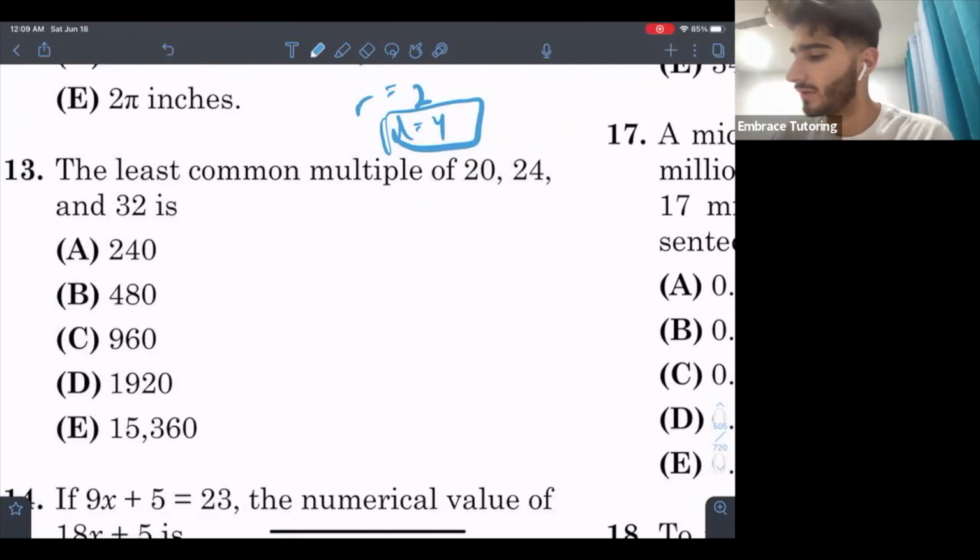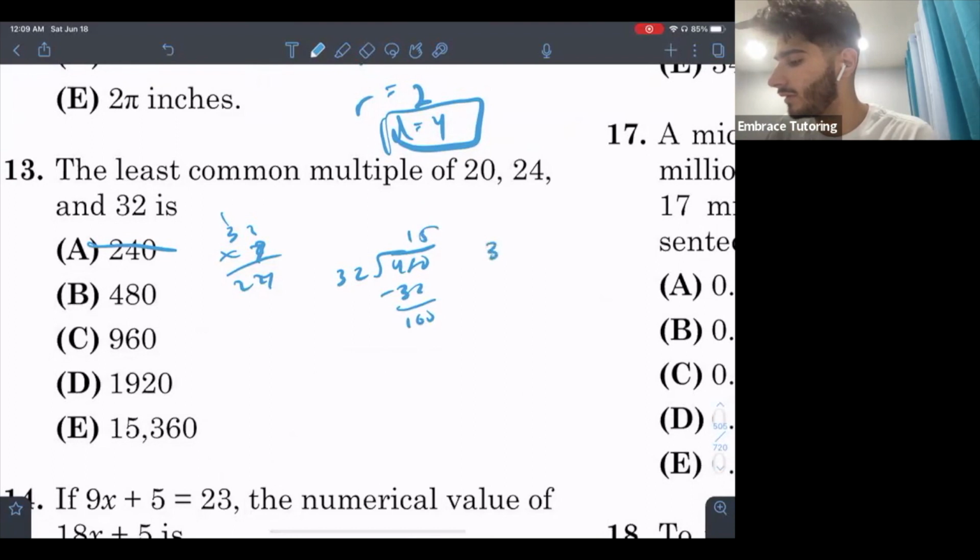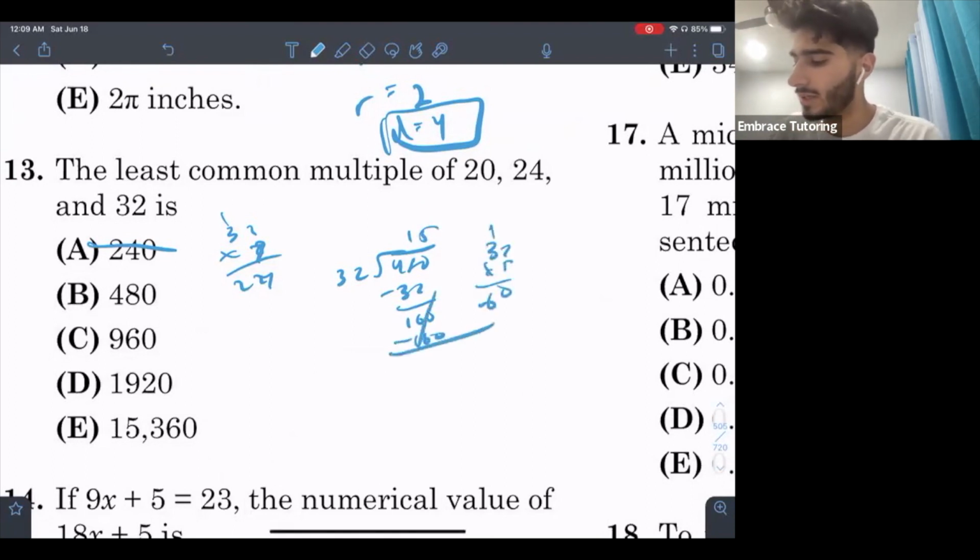The least common multiple of 20, 24, and 32 is what? So we can see if 480 goes into everything. 20 goes in, 24 goes in, 32 goes into 480, 32 times 5, I think, 10, 16, yeah, goes in. That's the least common multiple.